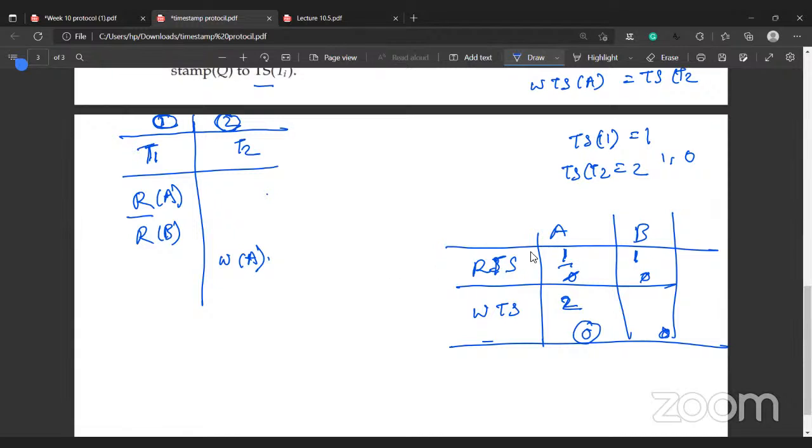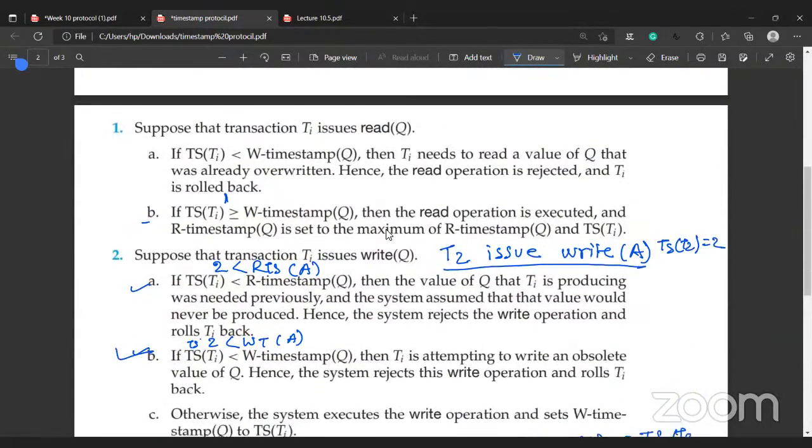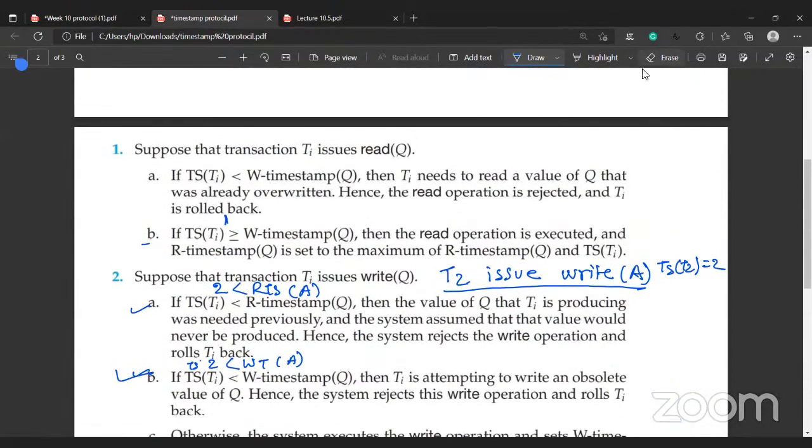Okay. Suppose T1 wants to perform a read operation, right? So T1 wants to perform a read operation. So in this, what happens? You have to check this condition.